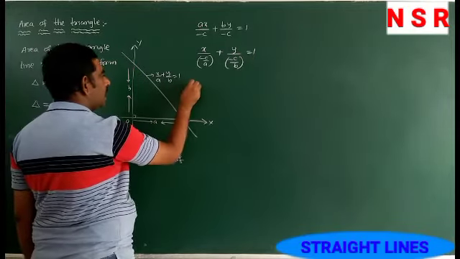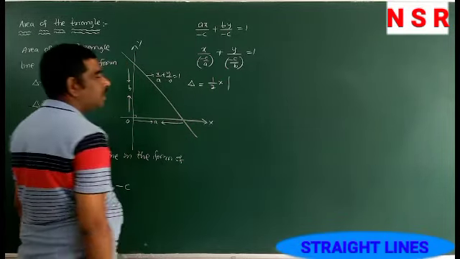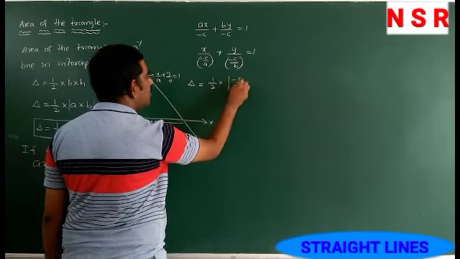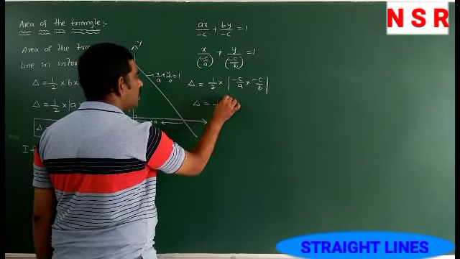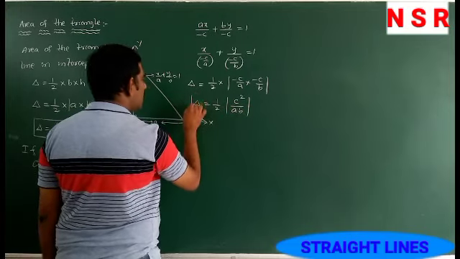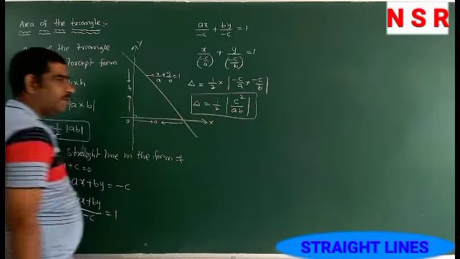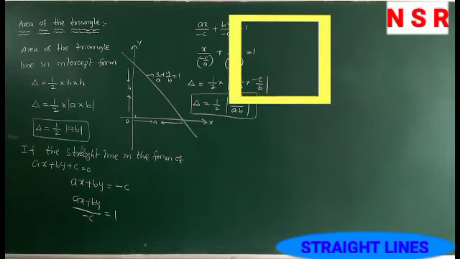Now the area of the triangle: delta equals half into, here the a and b values are minus c by a into minus c by b. Now delta equals half mod, minus into minus is plus, c into c, c square by AB. If the straight line is in the form ax plus by plus c equals 0, the area of the triangle is delta equals half mod c square by AB. If the straight line is in intercept form, delta equals half mod AB.